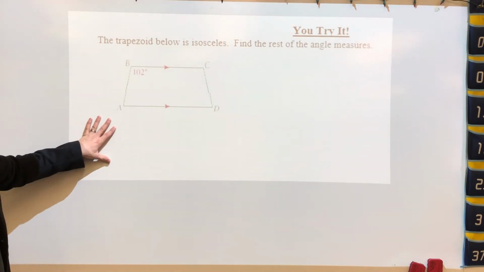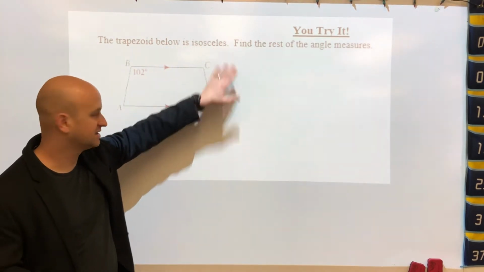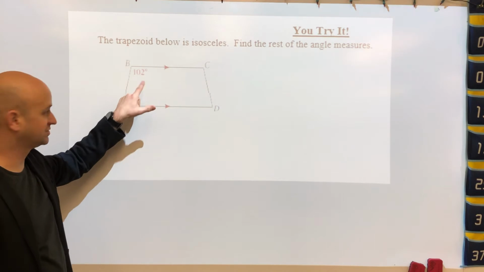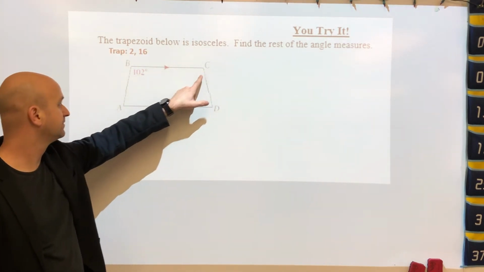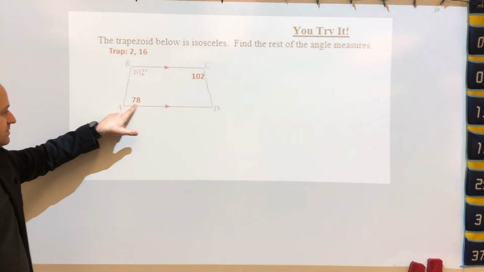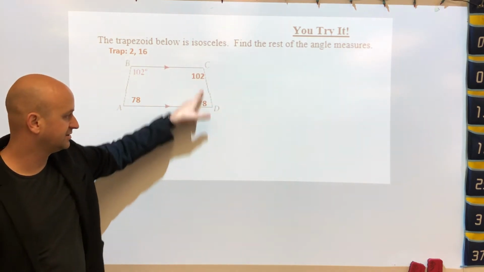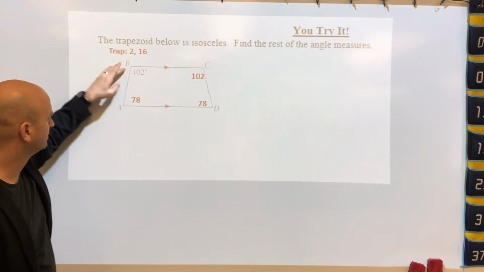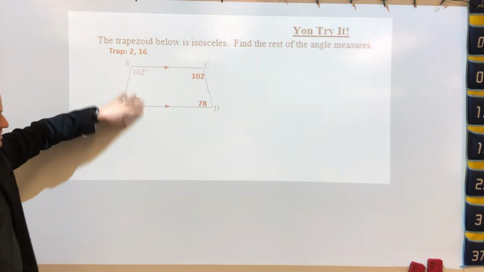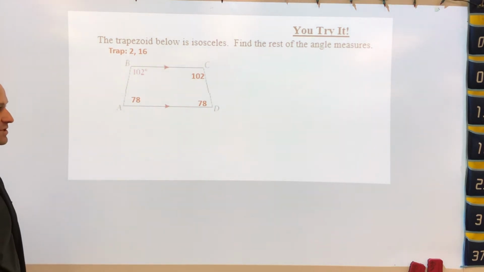All right, over here, it says the trapezoid is isosceles, so these two sides are the same, which means these two angles are the same, right? And then these two angles here are gonna be consecutive with this. So although the picture looks kind of strange the way it is, this is how the math works out.